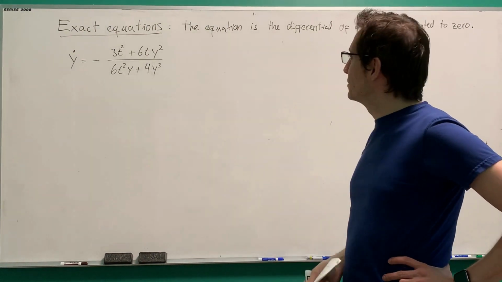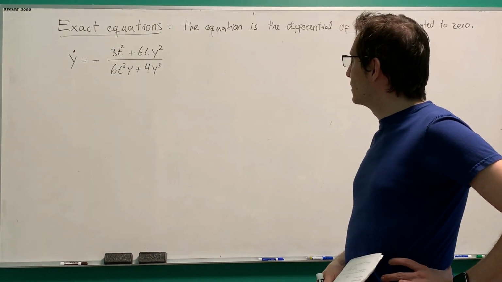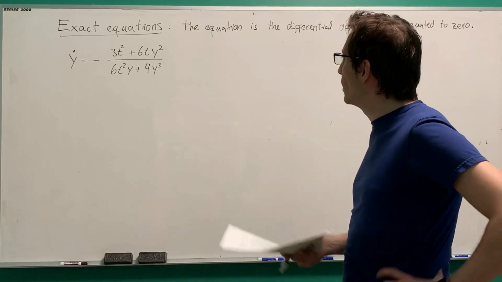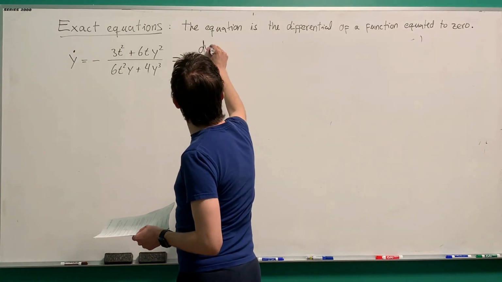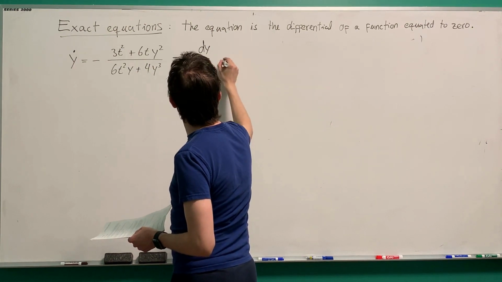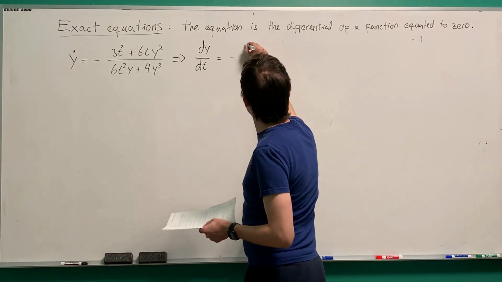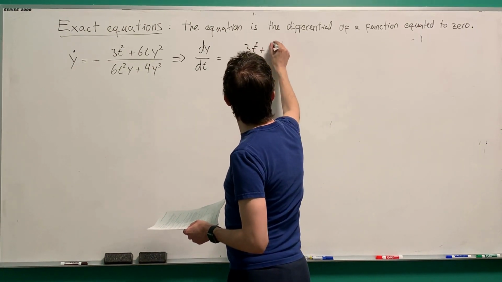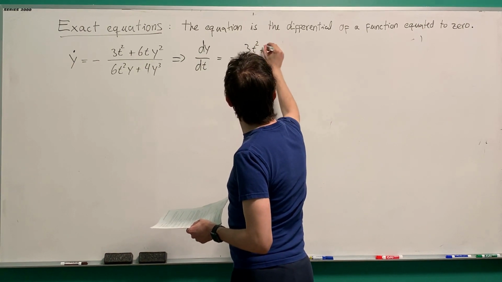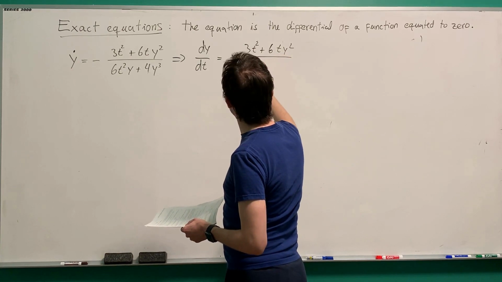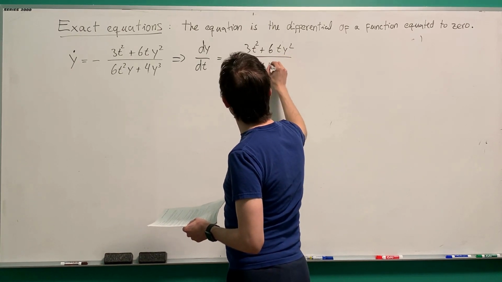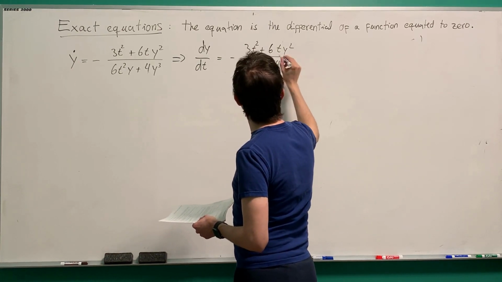Well, it's an ODE, of course. Only one independent variable. So how do we solve it? Well, let's see. The thing is dy/dt equals minus (3t squared plus 6y squared) divided by (6t squared y plus 4y cubed).